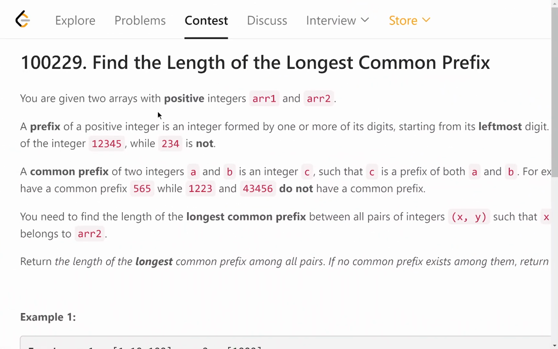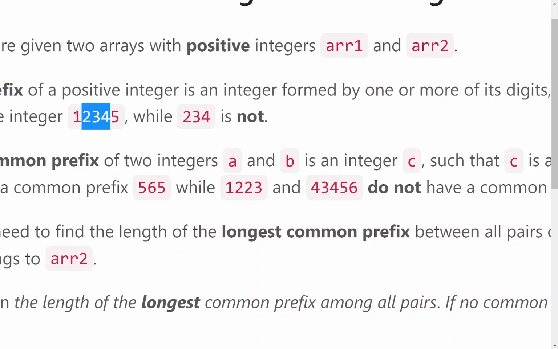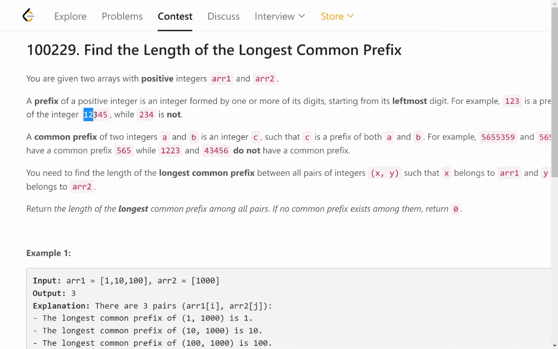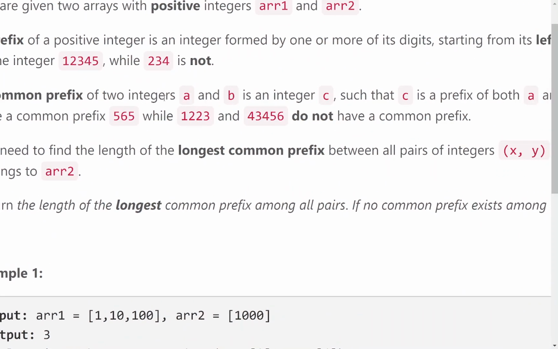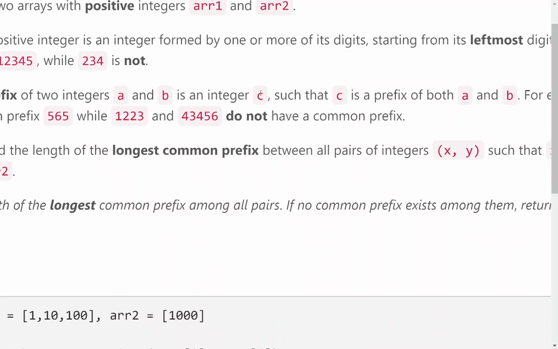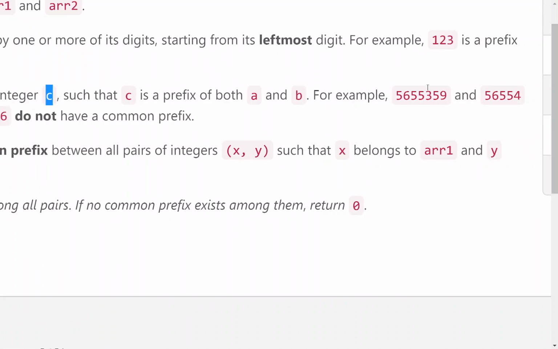Like 123 is a prefix of the integer 12345, right? It is just matching the first few digits, while 234 is not. Here 234 is not a prefix because it is not starting from the leftmost place. And a common prefix of two integers a and b is an integer c such that c is a prefix of both a and b.